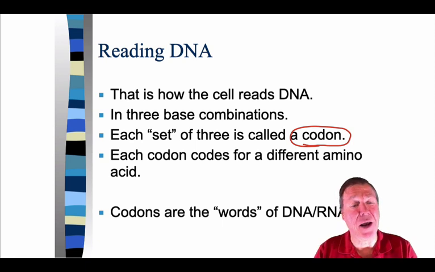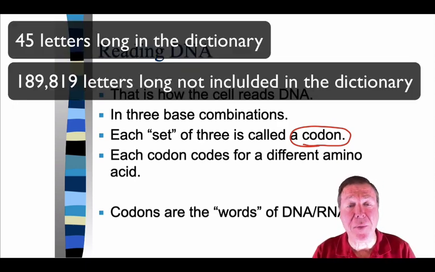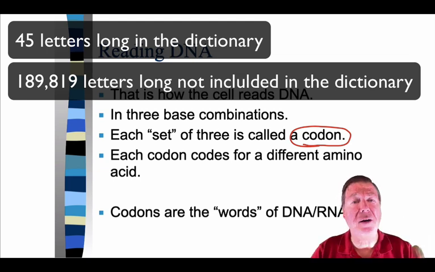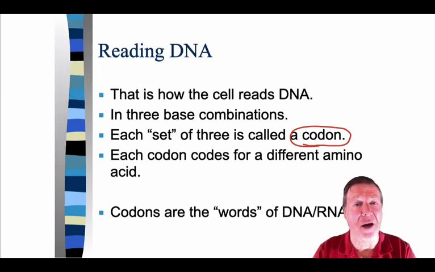Think of a codon as the word for DNA. All right, so you've got a language. We have 26 letters in our alphabet. We can put them in combinations of any length, anywhere from 1 letter to, I don't know how many. How long is the longest word in the English language? But my point is, we have 26 letters in the alphabet, and depending on what order we put them in, it changes the meaning of the word.